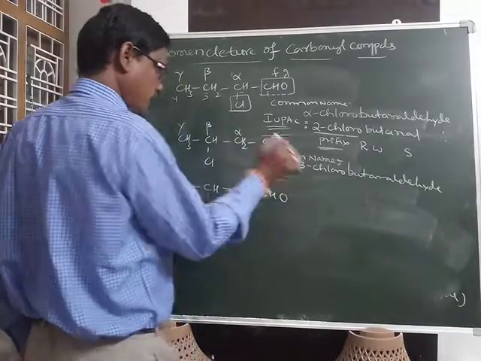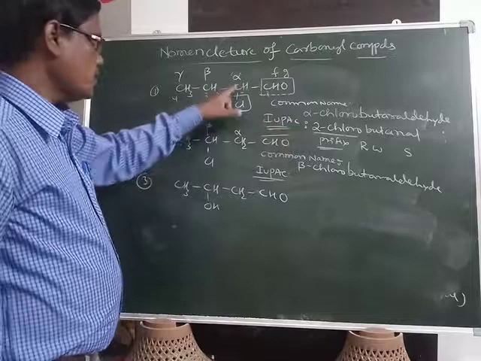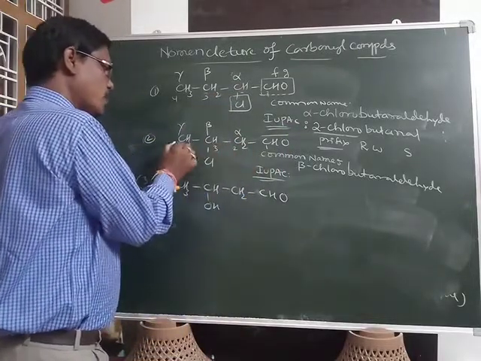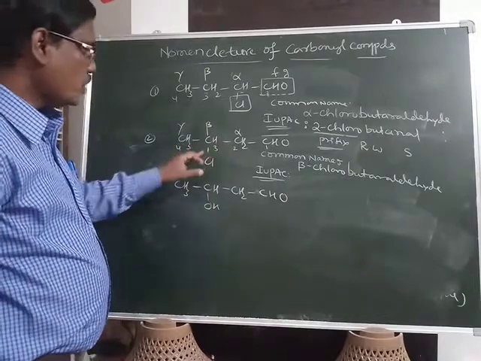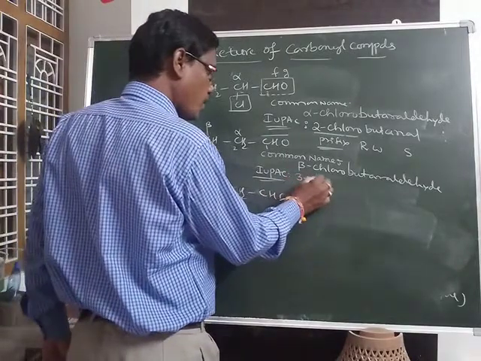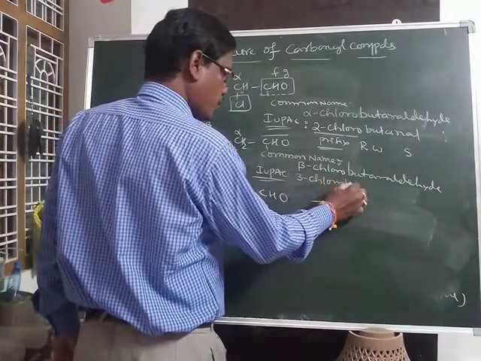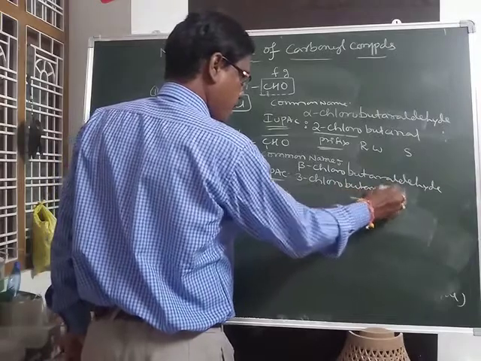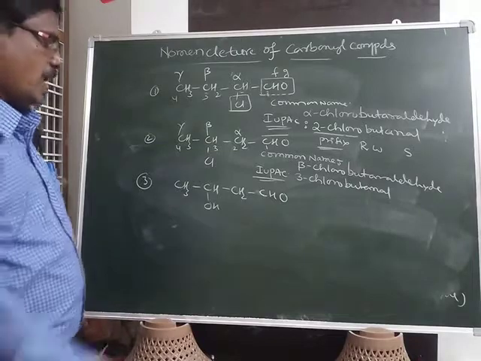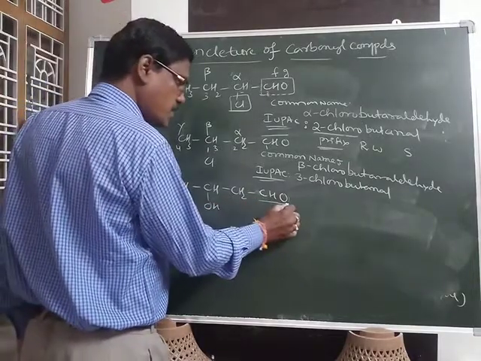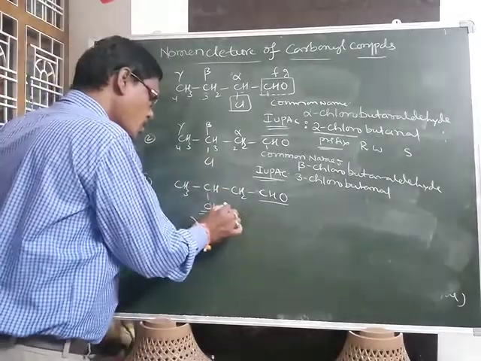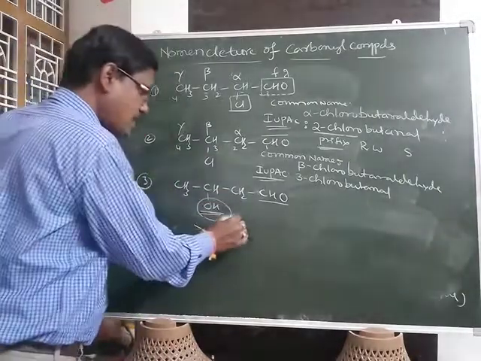Now the IUPAC name, similar to the earlier IUPAC name. Earlier at second position chlorine was present, but here first carbon, second carbon, here third carbon, here fourth carbon. At third carbon chlorine is present, that's why it is known as 3-chlorobutanal. So this is another example, and the third example is a very interesting and important example. Here if only OH is present, it is called an alcohol.